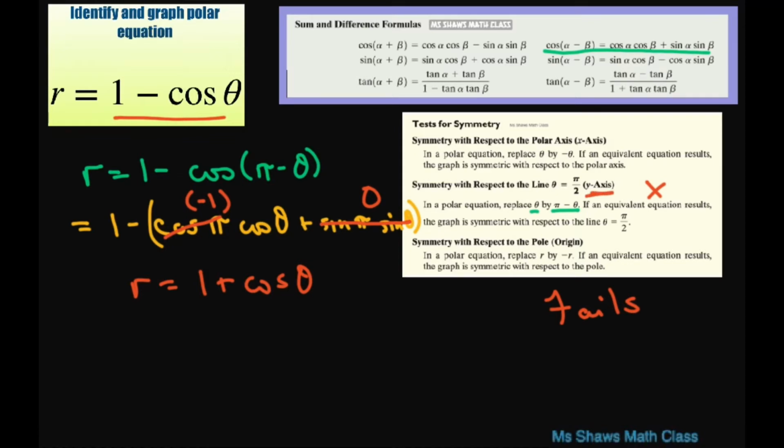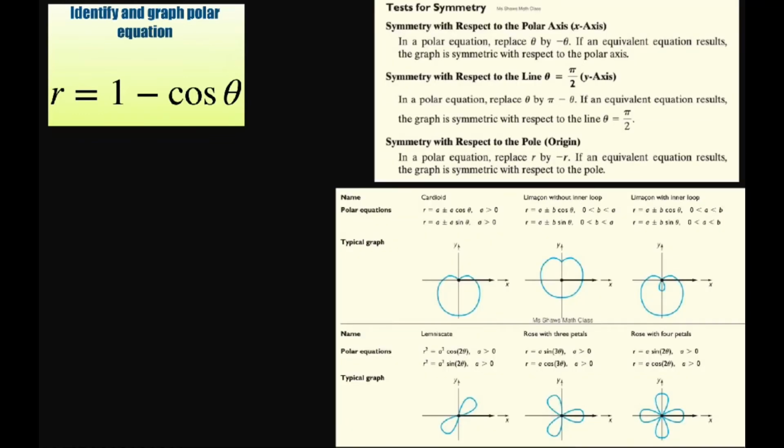The pole question, if it's symmetric to the origin, all you do is substitute r with negative r. You just get negative r equals 1 minus cosine of theta. And obviously, they are not equivalent. So it's not symmetric to the pole.